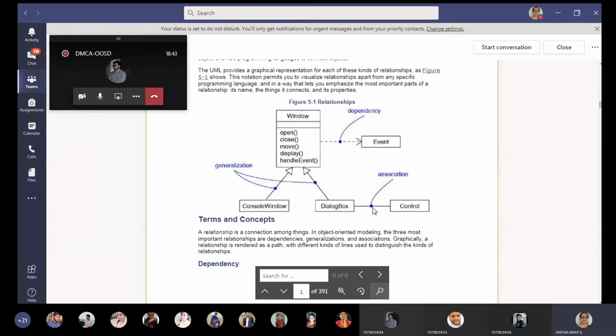That's how, after we identify the classes for the given scenario or example, we then need to relate those.